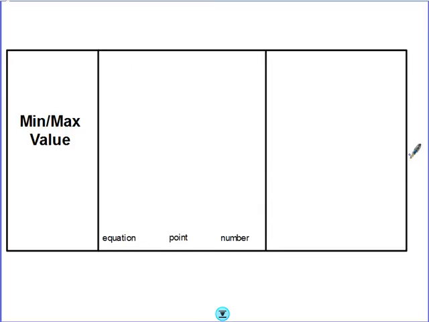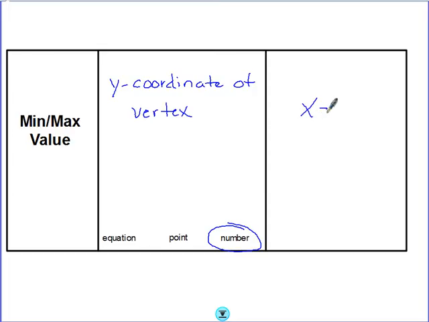Min and max value. This time, instead of the whole ordered pair, we were just looking at the y-coordinate. So it's the y-coordinate of the min or the max, which is also the vertex. So the y-coordinate of the vertex is your min or max value. This time this is a number, so we're not writing an ordered pair, just a number. But because it comes from the vertex, we're going to find it the same way. So you would do x equals negative b over 2a, find the x-coordinate, plug it in, get the y-coordinate, and then that y-coordinate would be your answer for min or max value.